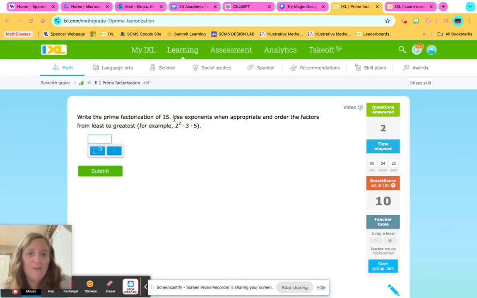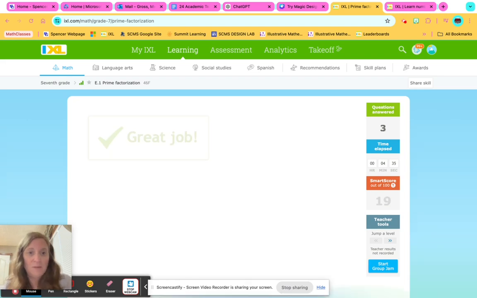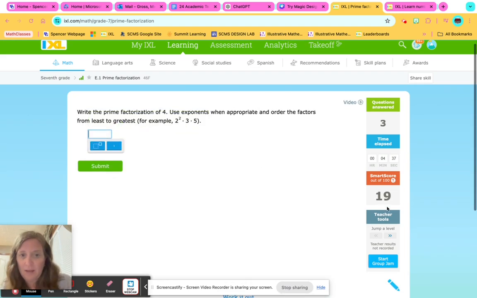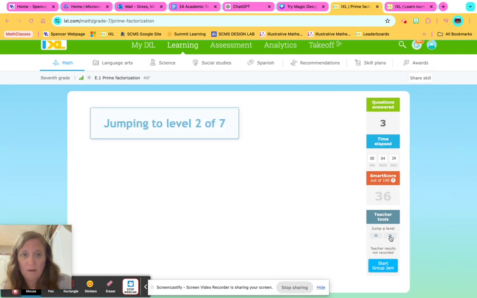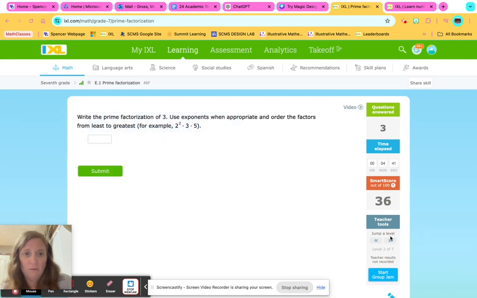All right, now prime factorization of 15. 15 is 5 times 3. Well, 5 and 3 are both prime, so I'm going to do 3 times 5. I want some harder ones. I'm going to go ahead and move up to a harder level.